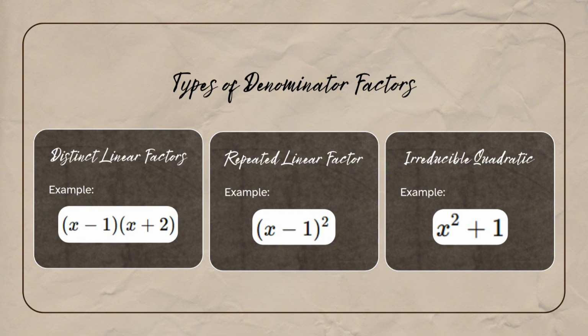There are 3 types. The first one is distinct linear factors, the second one is repeated linear factors, and the last one is irreducible quadratic. I also attached the examples below, as you can see, and I will explain it deeper on the next slide.